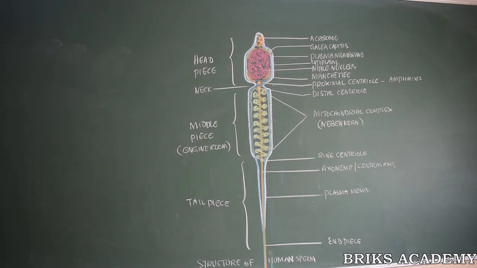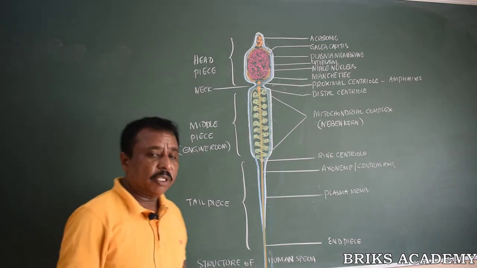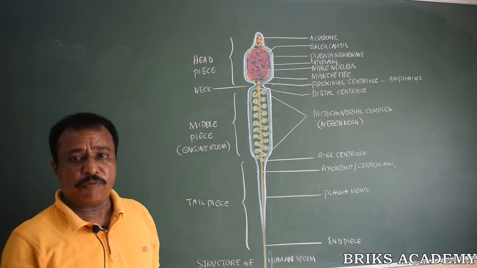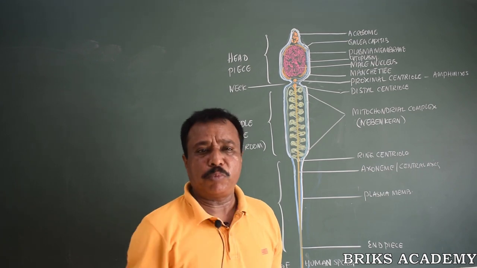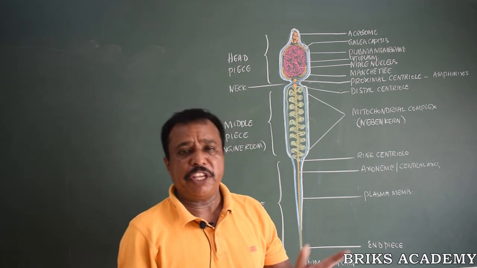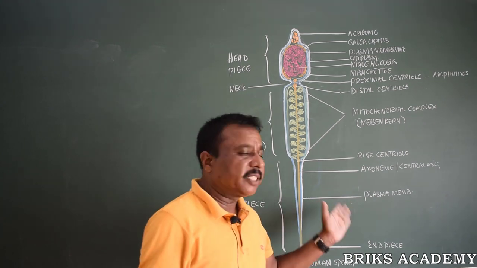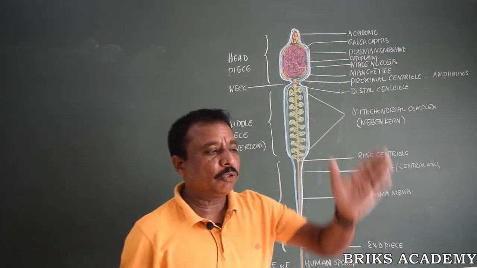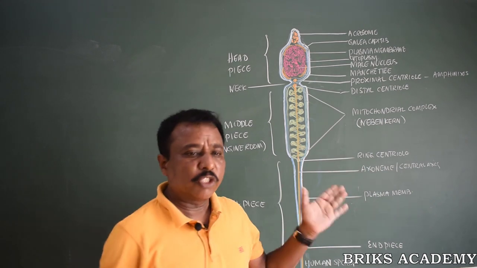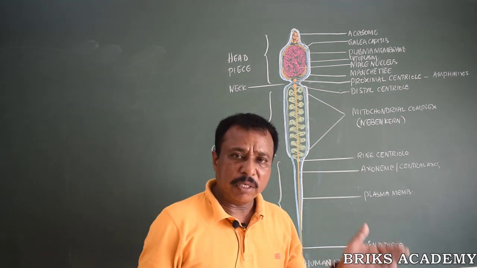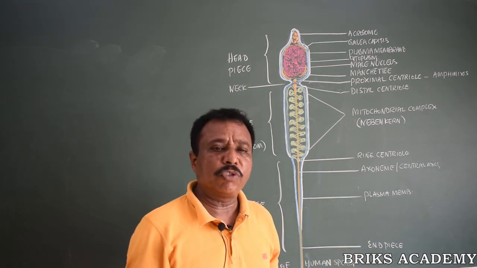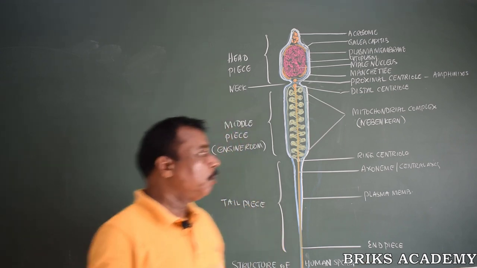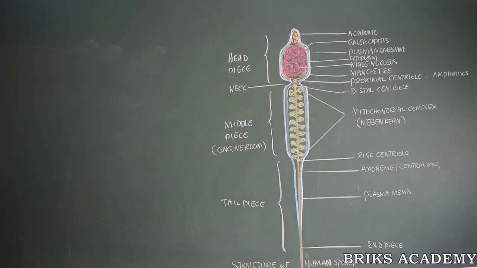I have already mentioned the types of sperms based on the presence or absence of the tail or flagella. Sperm with flagella is called flagellated sperm, example human sperm, and sperm without flagella is called aflagellated sperm, example Ascaris lumbricoides. Similarly, based on the composition of chromosomes, sperms are classified into two types: sperm with X chromosome is called gynosperm, and sperm with Y chromosome is called androsperm. So this is about the structure of what is called human sperm. Now let us study human sperm.